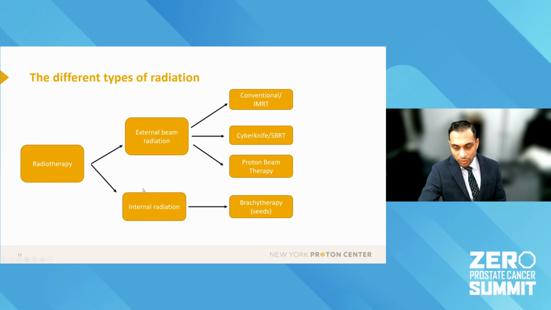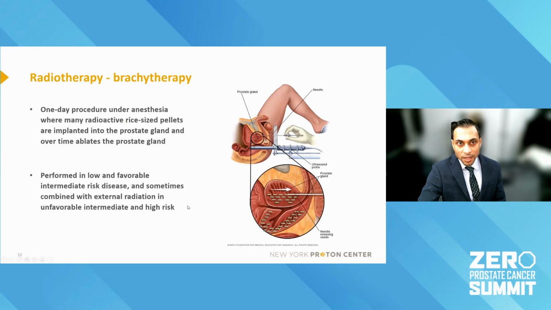Going back to internal radiation, let's talk about that for a second before we get into external beam radiation. Brachytherapy is another term for internal radiation, which again are radioactive seeds that are implanted into the prostate gland. This is a 1-day procedure. You are asleep for this, under anesthesia. The radiation oncologist will use this ultrasound rectal probe right here to visualize the prostate gland, and then use needles to evenly distribute these radioactive pellets, about the size of a grain of rice, about 5 millimeters apart, all throughout the prostate gland.